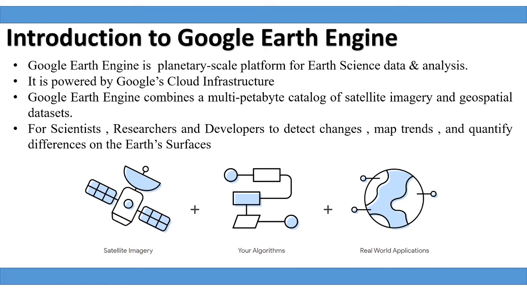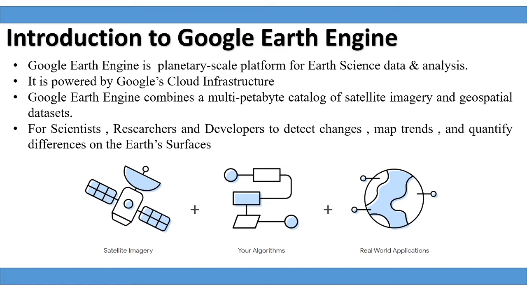It means that it covers the whole planet for data science and analysis, and it is powered by Google's cloud infrastructure. It means that the processing is done on Google's cloud infrastructure, so we don't need our system's CPU for processing, and it contains a multi-petabyte catalog of satellite imagery and geospatial datasets. So it contains many catalogs, multi-petabyte. This is so big in quantity.